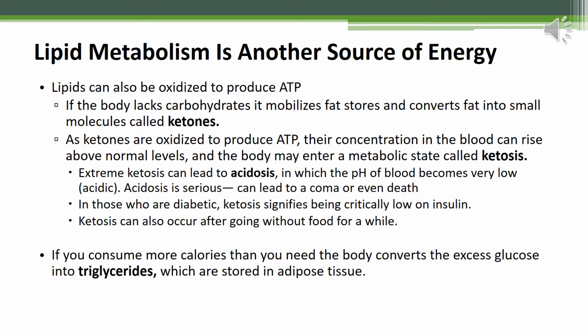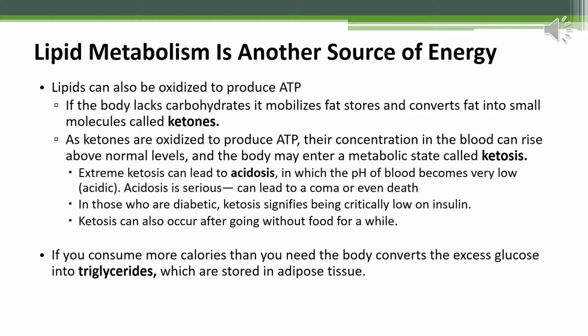Their concentration in the blood can rise above normal levels, and the body may enter a metabolic state called ketosis, which can happen when you haven't eaten for a while. And extreme ketosis can lead to acidosis, in which the pH of blood becomes very low or acidic. And acidosis can be serious because it can lead to coma or possibly death.